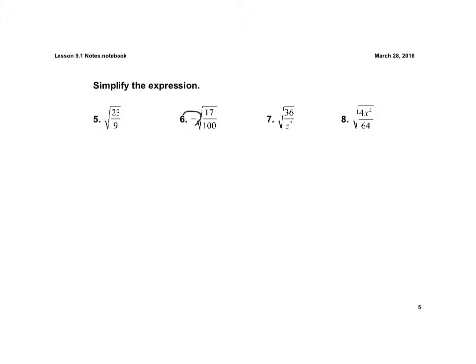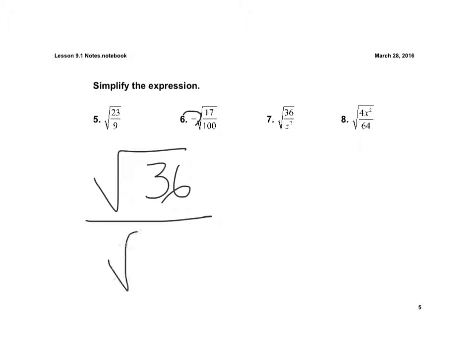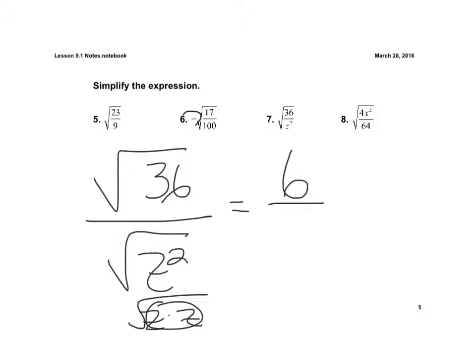We look at example 7. We're going to rewrite this as the square root of 36 over the square root of z squared. The square root of 36 is the whole number 6, and the square root of z squared, well again, this is z times z, and it's the square root of that, and there's my pair, so I have just a z. So there's my final answer. All right? And the last example.